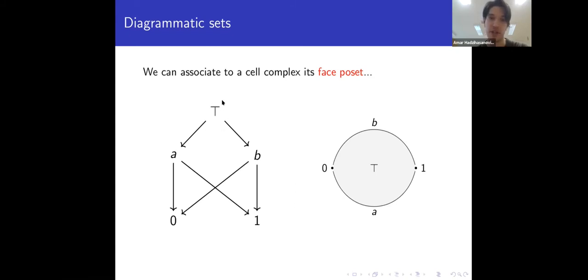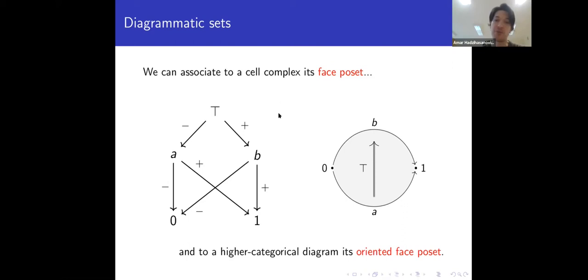So we've got a top two-cell, top, that's got two 1-cells A and B in its boundary, and then we've got two 0-cells, 0 and 1, that appear in the boundary of both A and B.